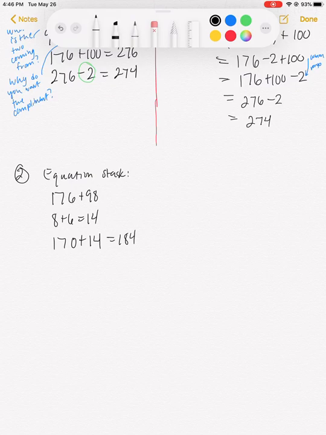Then they did 184 plus 20 equals 204. And 204 plus 70 is equal to 274.